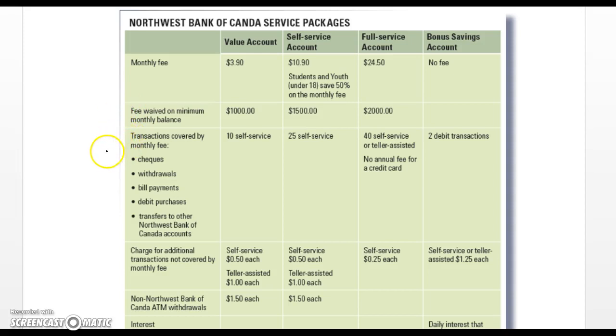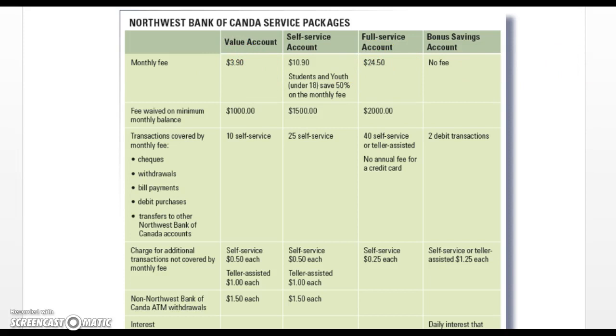This would include writing checks, taking out money, paying bills, debit purchases, say if you're buying something at the store, or even transfers within that bank or the bank accounts. Then there's also charges for if you go over the transactions covered by that monthly fee. And they also talk about how much it costs to withdraw money from a different bank's ATM. So if you look here, there's quite a variety of information. Looking at the top for each of those accounts, some range from $3.90 per month up to $24.50 per month.